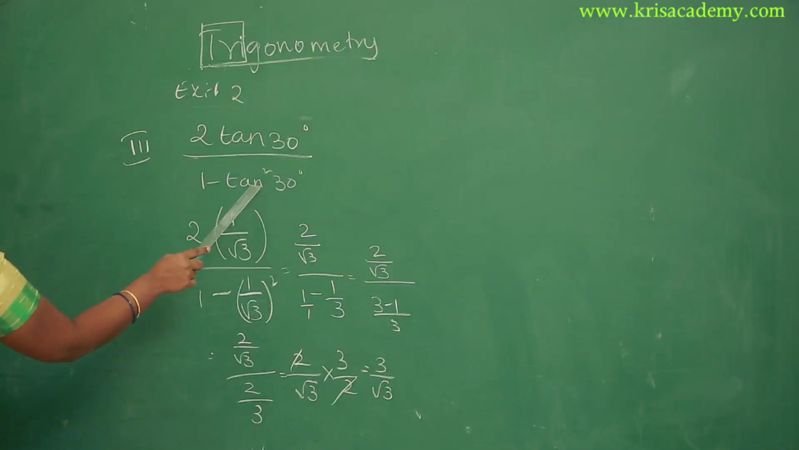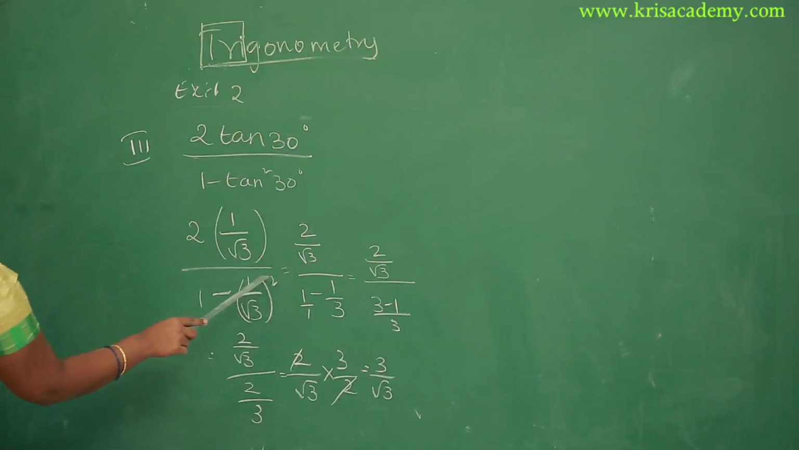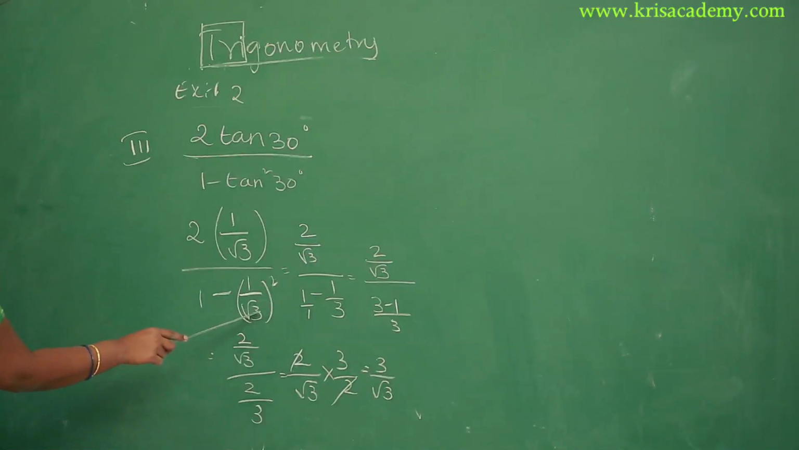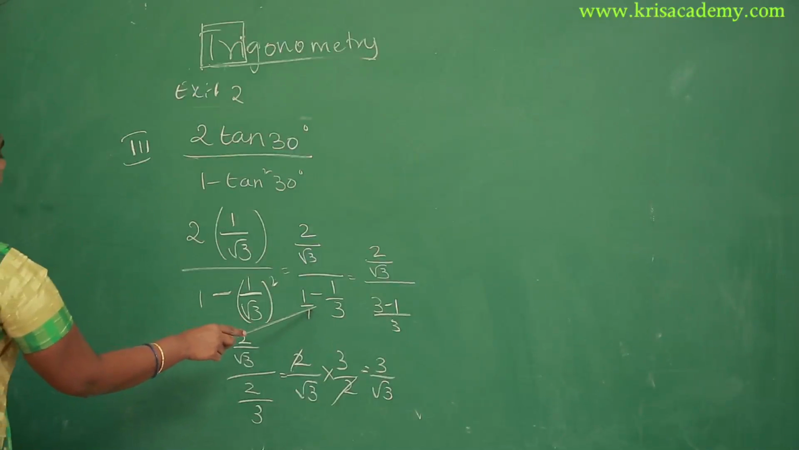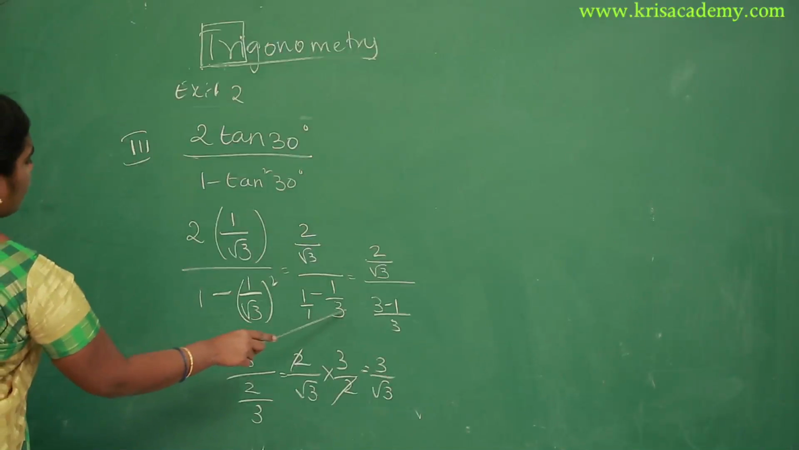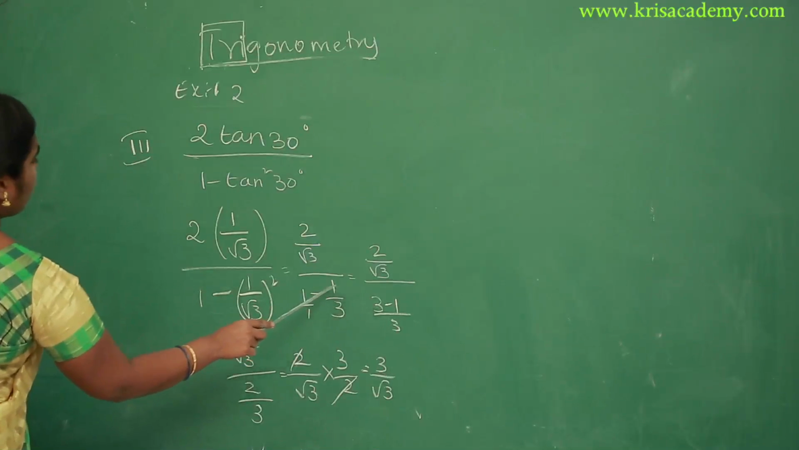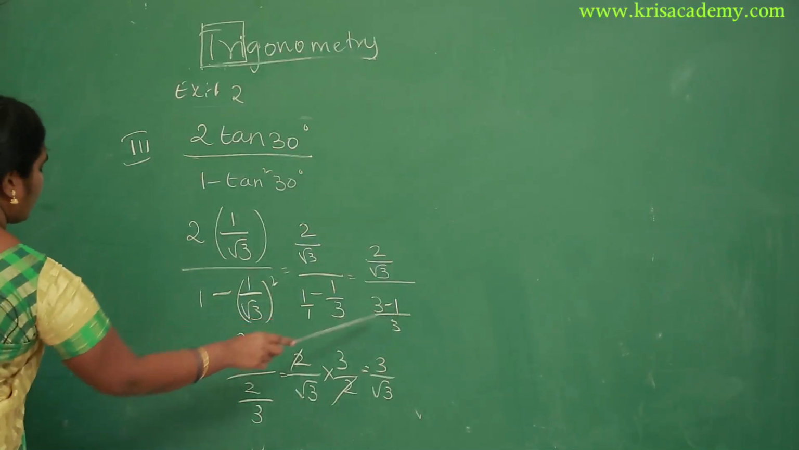Now in denominator tan 30 value is 1 by root 3 whole square. So we should do square for numerator and denominator. 1 ones are 1. Root 3 into root 3 will get 3. So here 1 denominator, if no value is there, denominator is 1. So multiply both the denominators. 1 3s are 3. Next cross multiplication. 1 3s are 3. 1 1s are 1. So 3 minus 1 is 2.